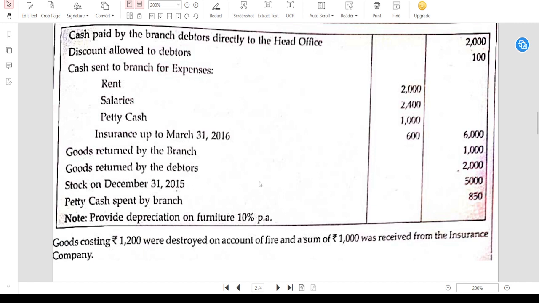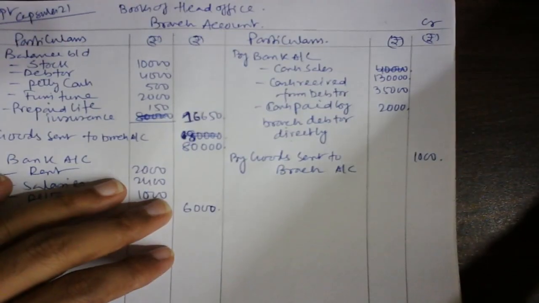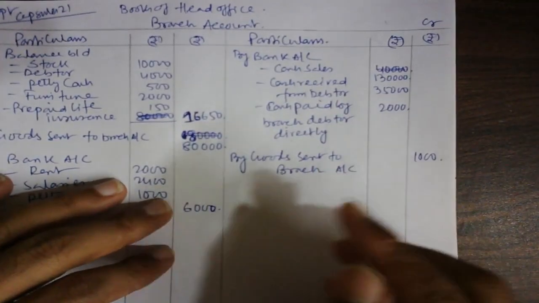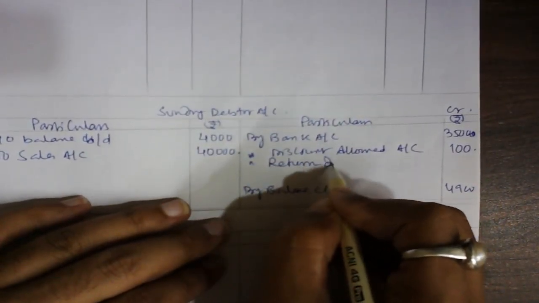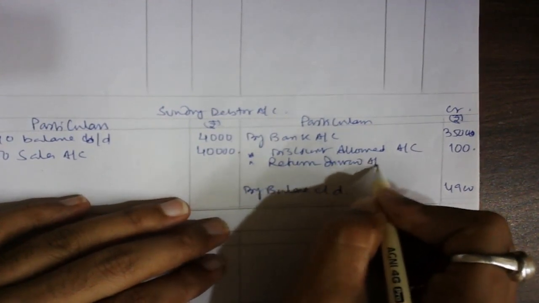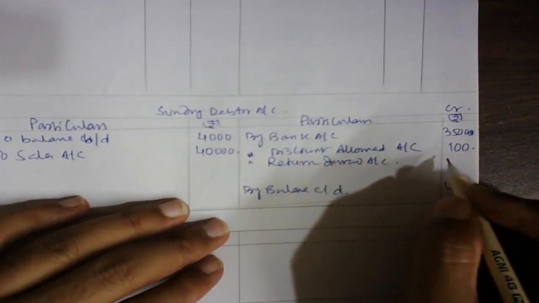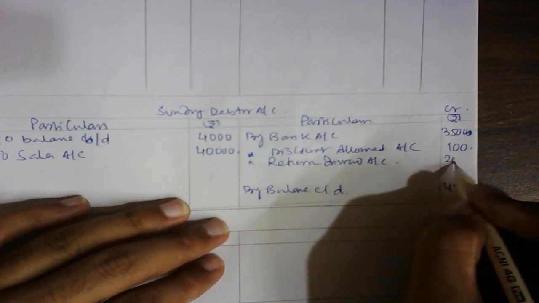After this, goods returned by the debtor. So definitely any goods returned by the debtor should be credited in the Sundry debtor account, correct? देखिए एक बार मैं शेयर करूँ स्क्रीन. Goods sent to branch is 1000 rupees and any goods returned by the debtor should be credited in the Sundry debtor account. So you can write here by return inward 2000 rupees, correct?